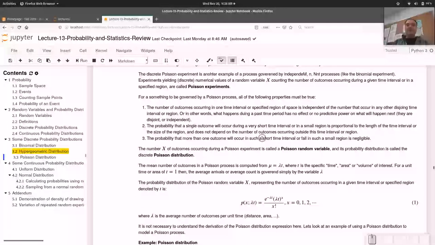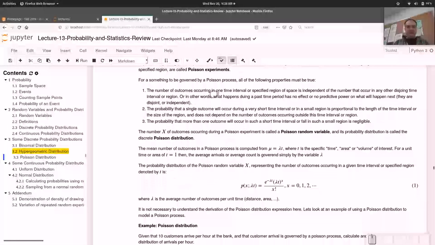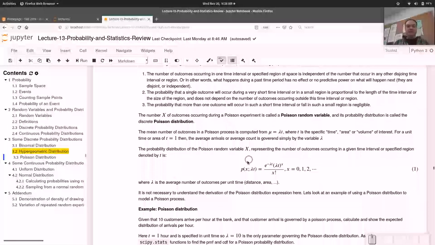So the probability of a single outcome occurring during a very short time interval is proportional to the length of the time interval or the size of the region. And the probability that more than one outcome will occur in a short interval is negligible. So you don't have to worry about those too much. The first one is kind of the most important here.